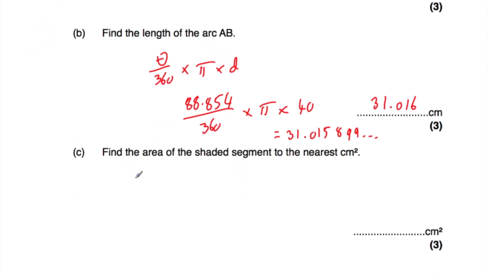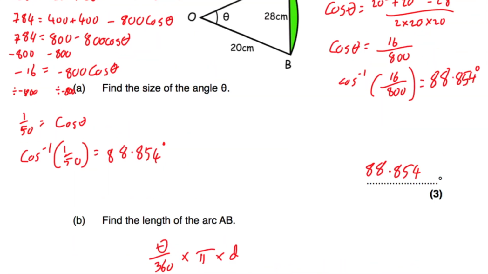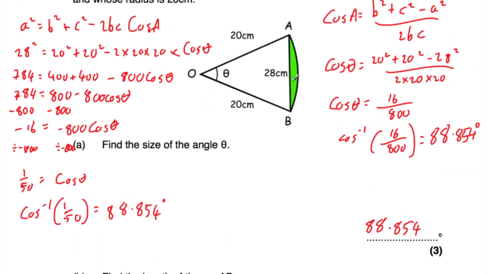And then part C says find the area of the shaded segment to the nearest centimetre squared, or the nearest square centimetre. So we want to find the area of the shaded segment, so we're going to find the area of the sector, we're going to find the area of the triangle, and we're going to take them away to find the area of the segment. And then we're going to round that to the nearest 1 centimetre squared. So let's find the area of the sector, so that's going to be beta over 360 times by pi times by the radius, which is 20 squared.